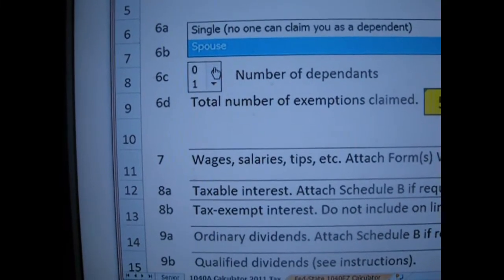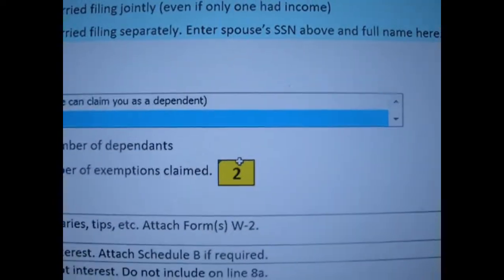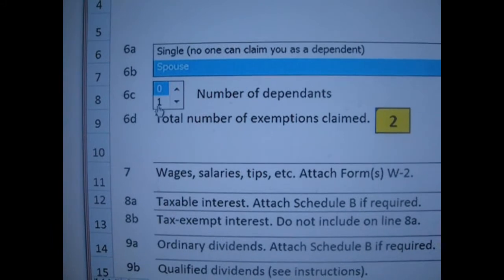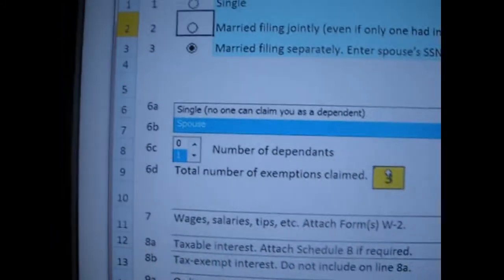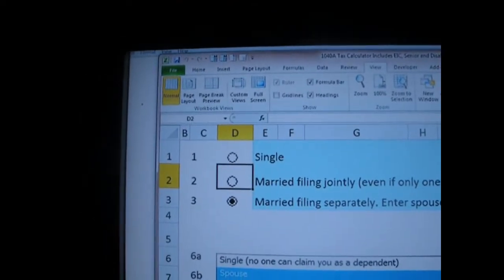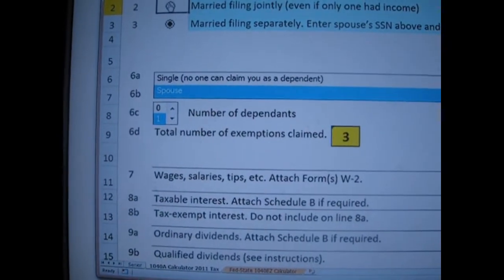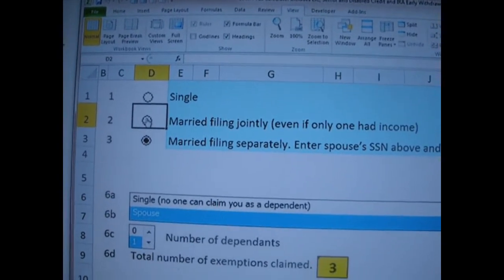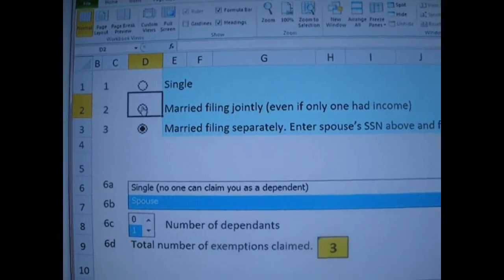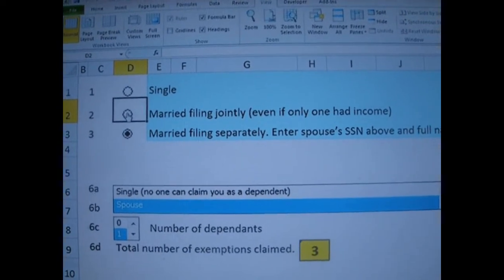And then, of course, it adds the number of dependents. 0 dependents and a spouse, it's 2 people. If it's a spouse and 1 dependent, of course, it calculates 3. Now, this section and this section are not connected, but they're both connected to the actual tax form. That's how it calculates. So whatever status you choose up here will determine if you qualify for certain types of credits. It also determines what type of deduction you qualify for.